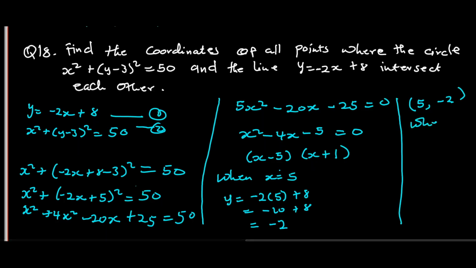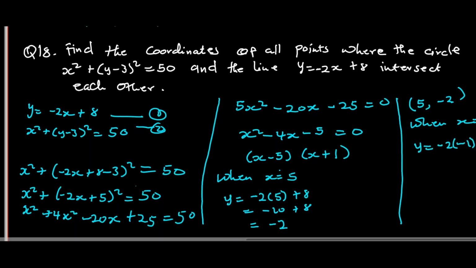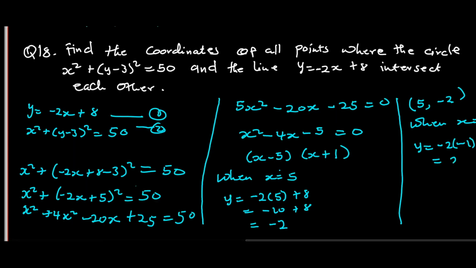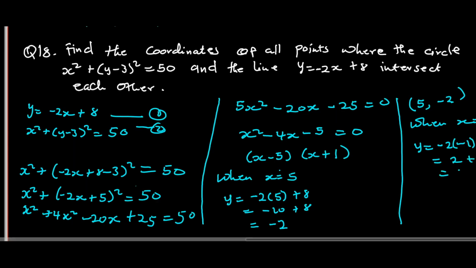Then we do the same thing when x is -1. When x is -1, what do we have? We have y equal to -2(-1) plus 8, and that should give us 2 plus 8, and that should be equal to 10. So we'll have a point that will be (-1, 10). So these are the points of intersection.